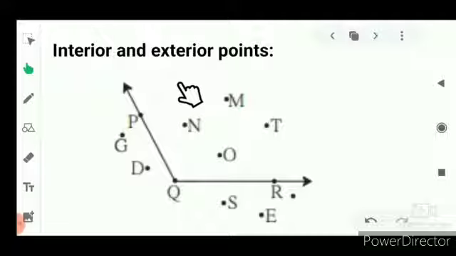Now what are the exterior points? The points G, D, S, E neither lie on the arms of the angle nor in the interior of the angle, but they lie on the exterior side, outside the angle. Such points are called the exterior points. For example, here point G, point D, point S and point E are the exterior points of the angle.